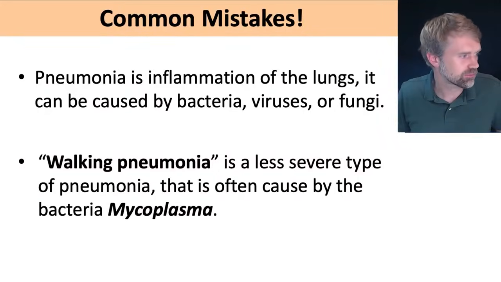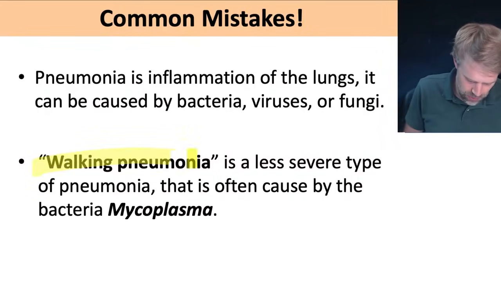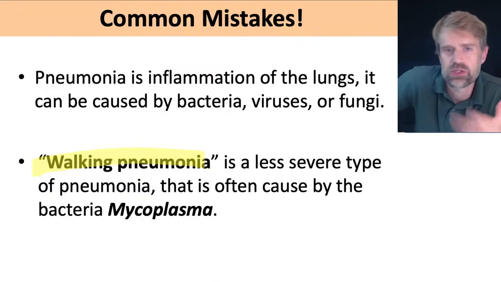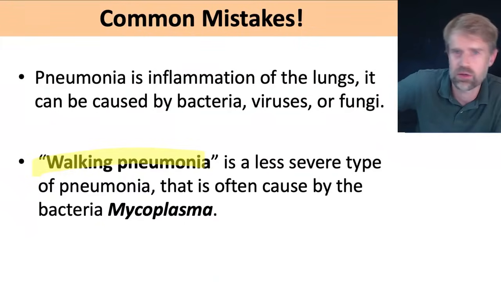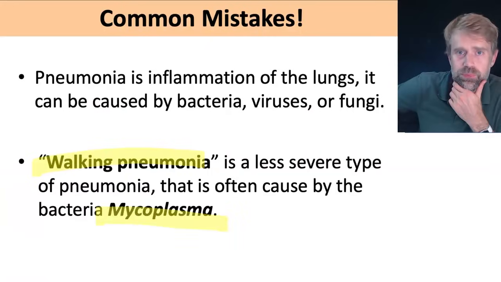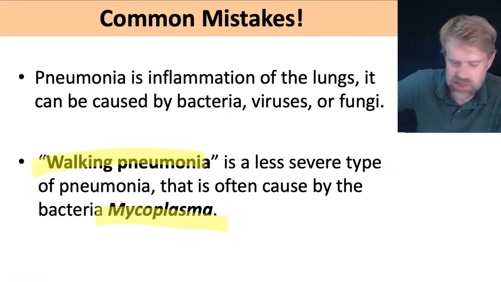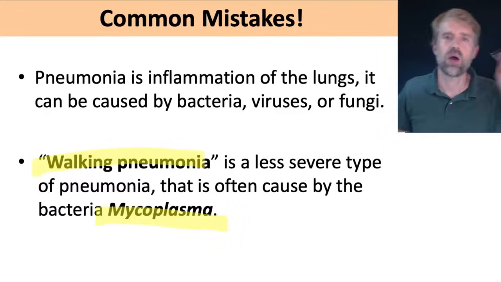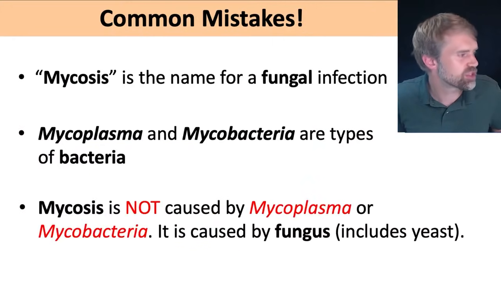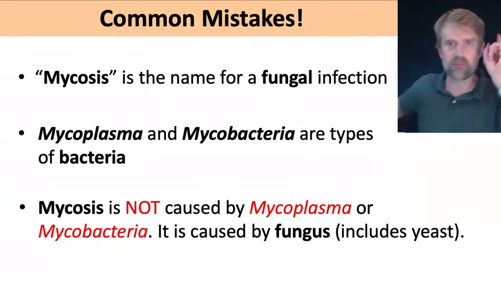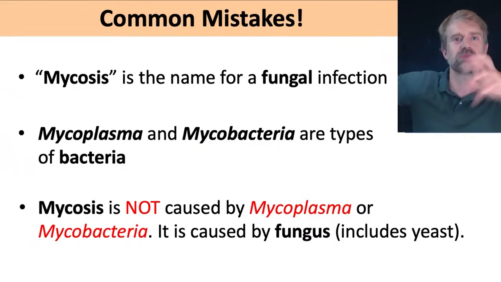But there's a type of pneumonia, walking pneumonia, that's less severe. It's called walking because people are still usually okay and walking around, and that's caused by a bacteria called mycoplasma. That's something the TEAS loves. I don't know why the TEAS loves talking about this so much, but mycoplasma is a type of bacteria that causes walking pneumonia. Now, I mentioned mycoplasma because you know how the TEAS likes to mess with you. Myco, it's the same thing as worm.